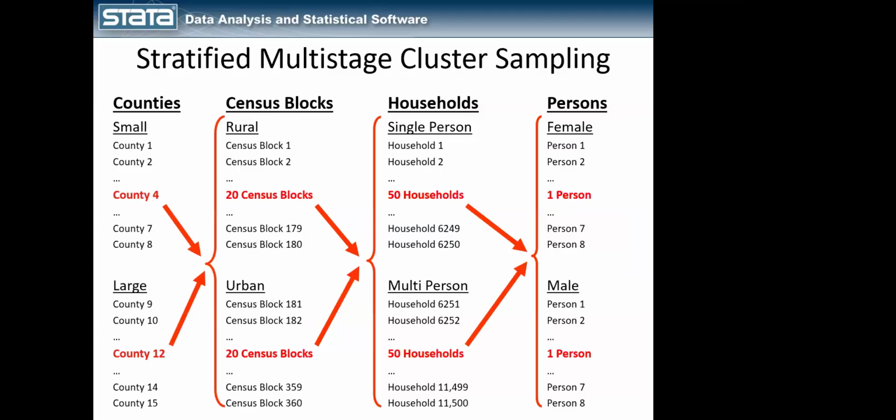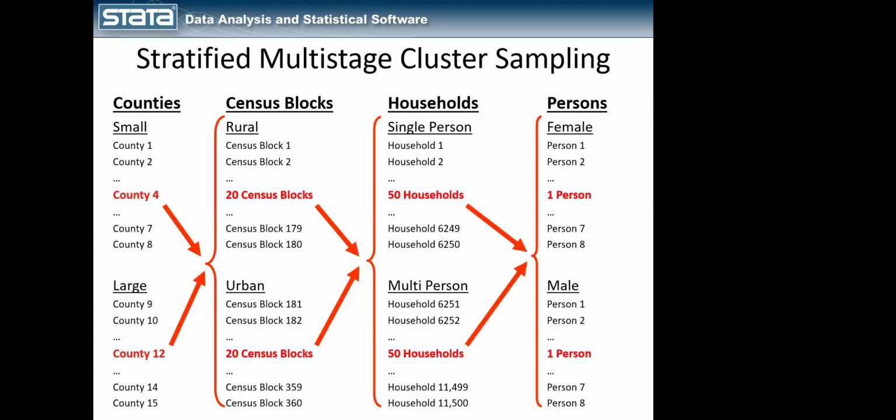Now, if we were doing this with the NHANES study, we might stratify our counties as small and large. We might stratify our census blocks as rural or urban. Same thing with households. We might talk about single-person households or multi-person households, or single-family households versus multi-family households, like apartments versus single-family houses. And then people we could stratify by male and female. So we would simply stratify at each of these stages and then draw from within those strata at each of the stages. So this would be called a stratified multi-stage cluster sample.